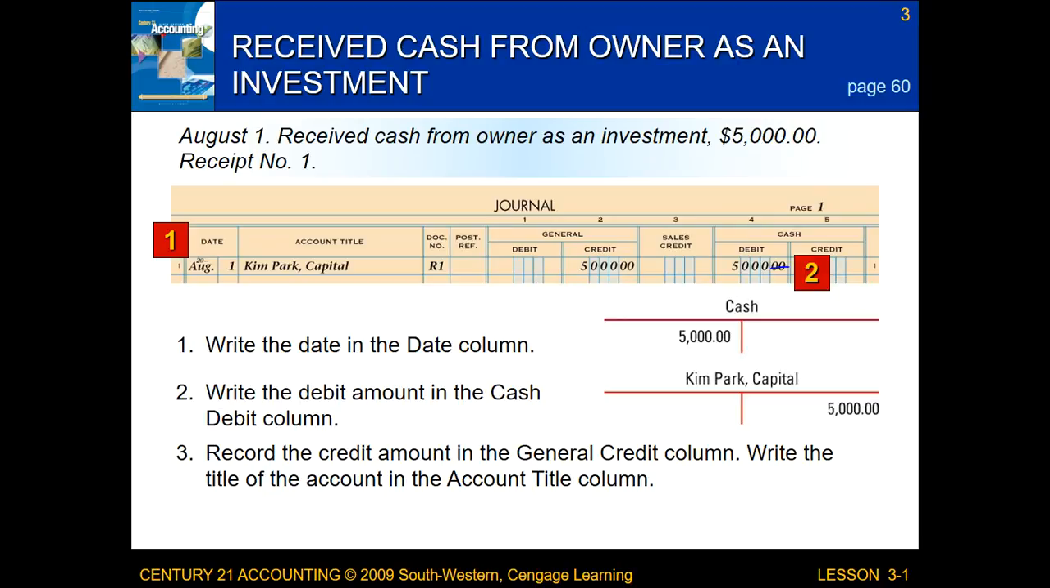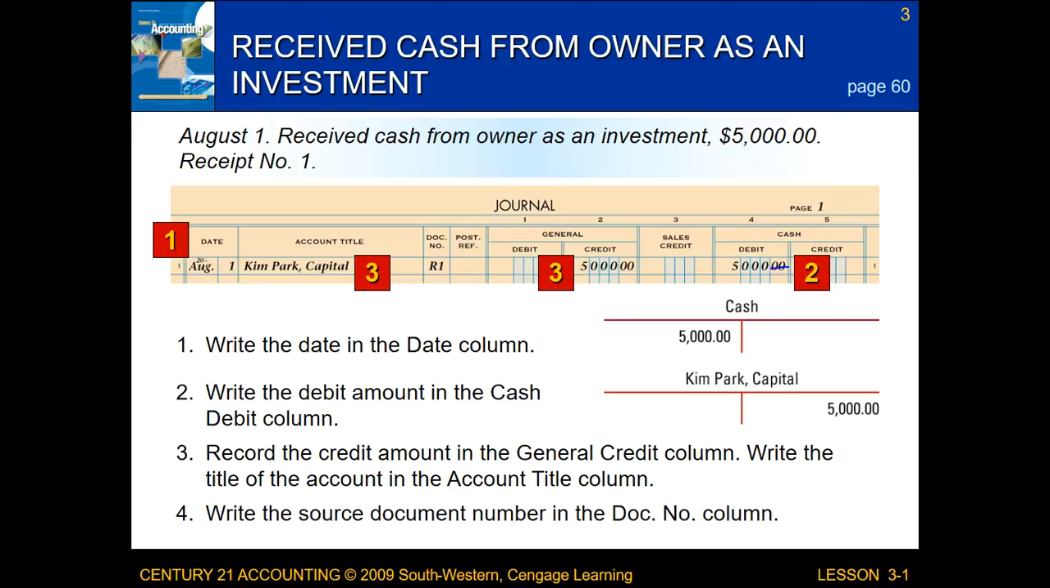On step 3, we would record the general credit. Since capital does not have its own special column, it needs to use a general credit. And whenever I use a general column, either debit or credit, I need to use the account title to specify which account is getting that general debit or credit, in this case, credit.